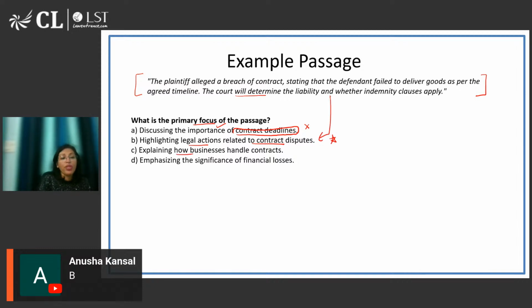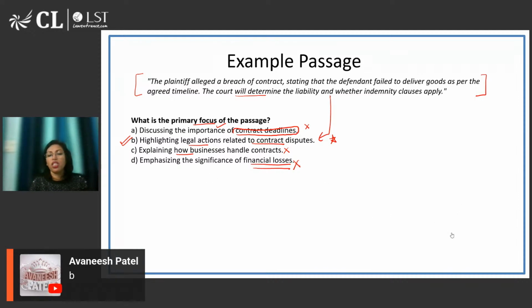Explaining how businesses handle contracts, but it doesn't tell you that. It doesn't talk of the significance of financial loss, so therefore D is just not possible. So of the choices that we have here, B would probably be the best choice that we have at hand. Yes, all of you have given me this answer.